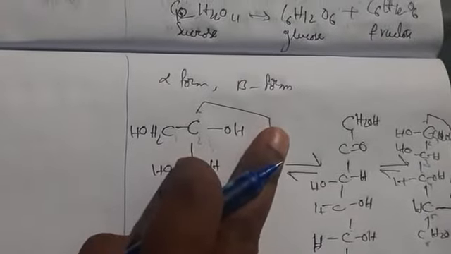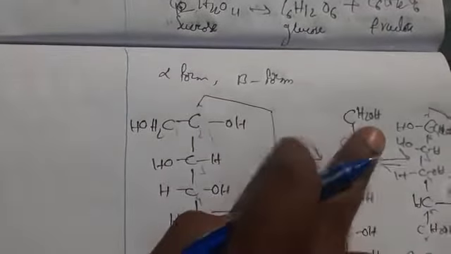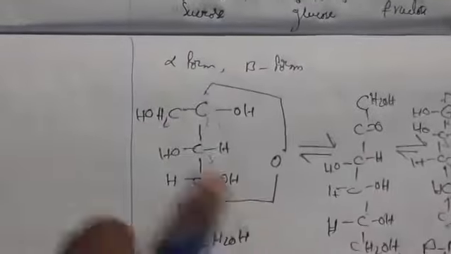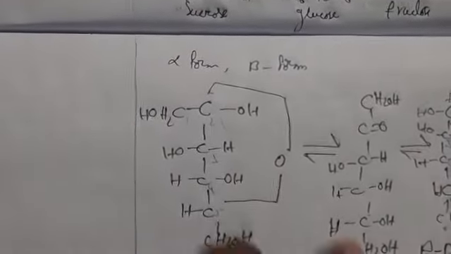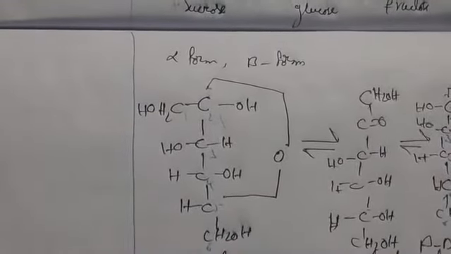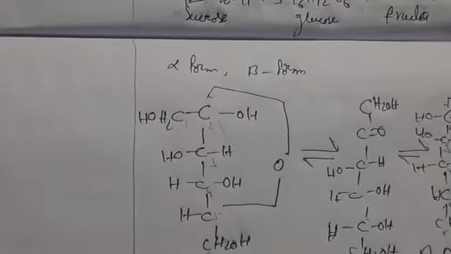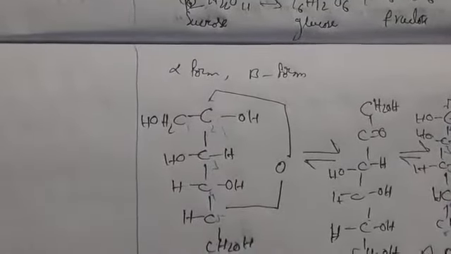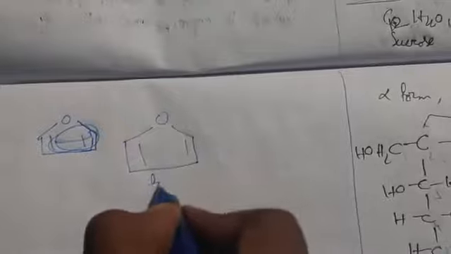So it exists in 2 cyclic forms, obtained by addition of OH at C5 to the C=O group at C2. Two cyclic forms are formed. It forms a 5-member ring, which we call furanose, similar to the structure of furan. Furan is a heterocyclic compound, a 5-member ring with 1 oxygen atom. So this is the structure of furan.